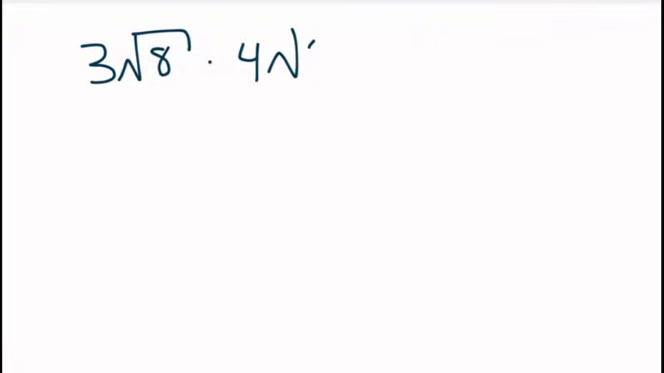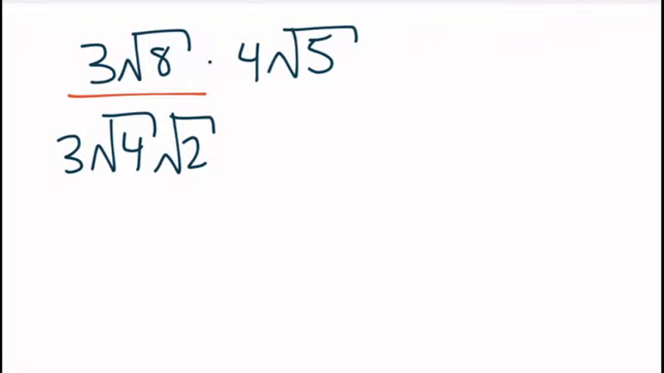Now our next problem is 3 radical 8 times 4 radical 5. The first thing you always want to do is check if any of the factors can be simplified beforehand, to make numbers smaller. We know this radical can be simplified because radical 8 can be split up into radical 4 and radical 2. So we're going to do just that first.